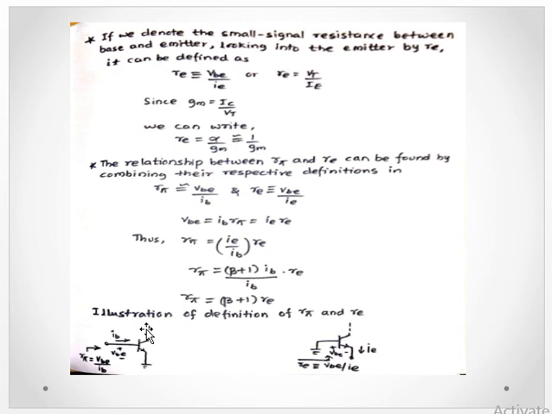So in terms of emitter resistance, it is given by beta times RE. Illustration of the definition of R pi and RE: the current that is flowing, VBE by IB is R pi, VBE by IE is RE, the resistance with base grounded, as indicated here.